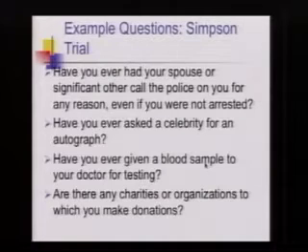Then, now it even gets a little strange. Have you ever asked a celebrity for an autograph? Well, maybe they thought O.J. is a celebrity. We want to know how people respond to celebrities. I don't know. I have no idea what this is. Have you ever given a blood sample to your doctor for testing? Well, how many haven't? I don't know why they asked that. Are there any charities or organizations to which you make donations? Oh, I don't know. Maybe O.J. made donations to charities, or maybe he ran. I have no idea. You can read through them, and they get really strange.